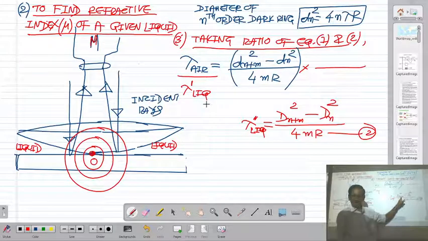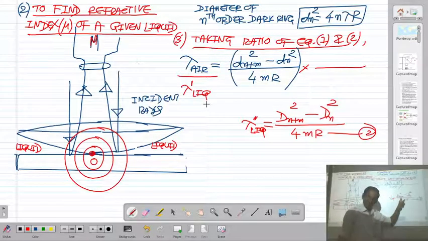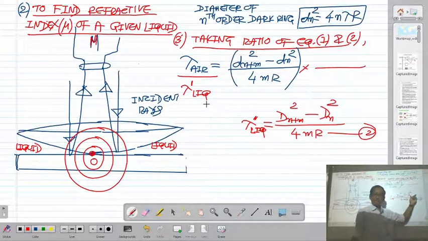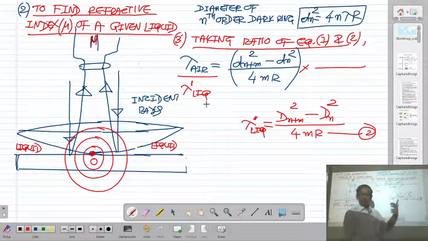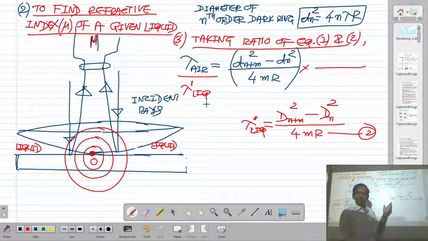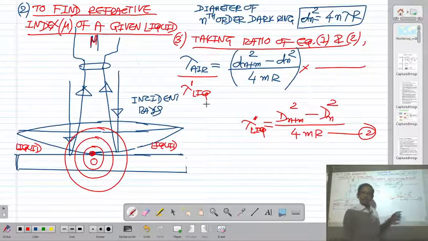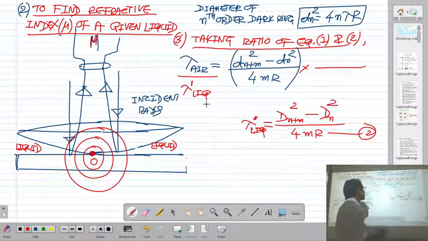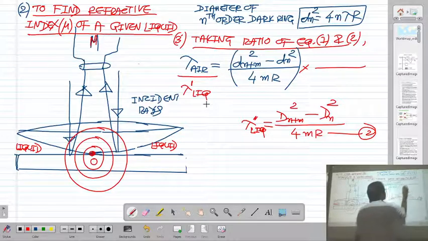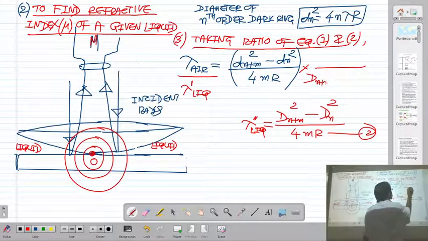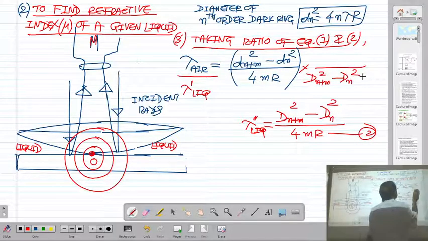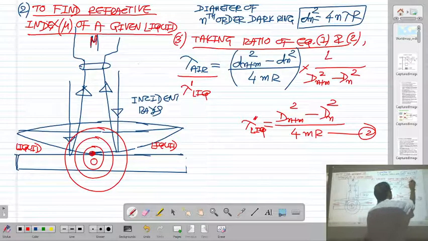What is capital D n plus m square? It is the diameter of the n plus mth order, 15th dark ring in liquid. What is capital D n square? It is the diameter of the nth dark ring, means the 10th dark ring in liquid. m is the difference of two ring numbers. Suppose one ring number is 10 and the other ring is 15, then the difference of ring number is 15 minus 10, that is 5. R is the radius of curvature of the lens. So lambda dash is capital D n plus m square minus capital D n square upon 4mr will go in the numerator.